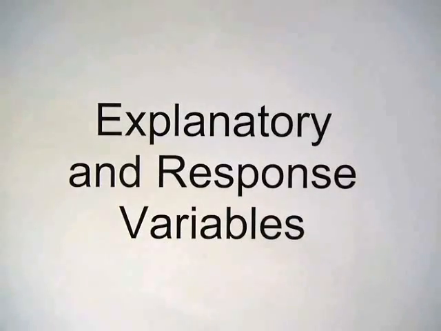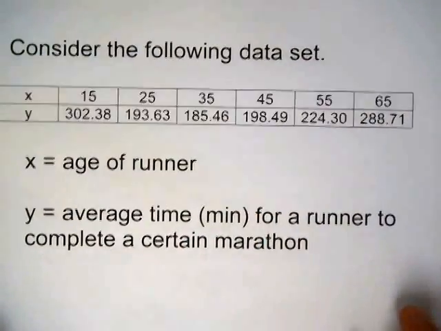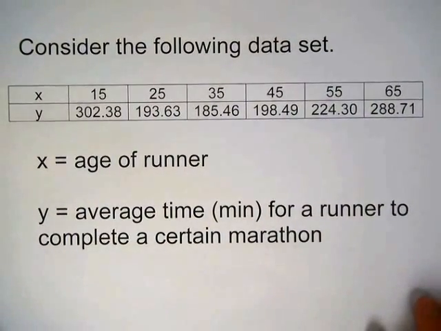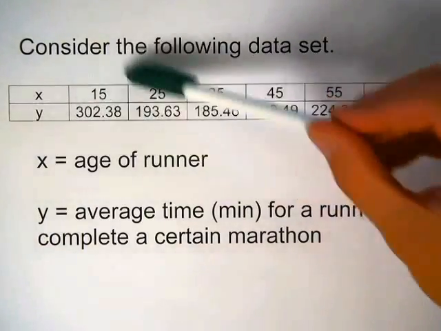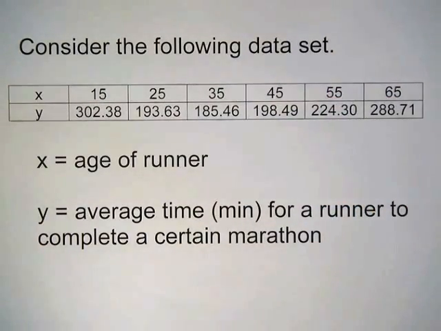Hi, this tutorial covers explanatory and response variables. So let's start with a data set. Okay, so this is a bivariate data set. It has both an x and y, and each of these x and y pairs are logically paired.